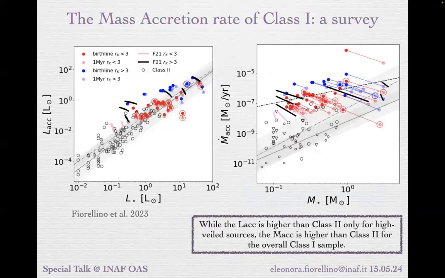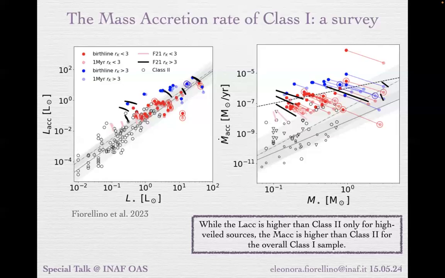So I collected a sample of 60 class 1s, bright enough to be observed from ground-based facilities. And this is what I get. Looking at the accretion luminosity as a function of the stellar luminosity, you can see that there is a very nice evolutionary trend. And actually, the class 1s I analyzed lie in the same distribution as class 2. So it seems to work, in a sense.